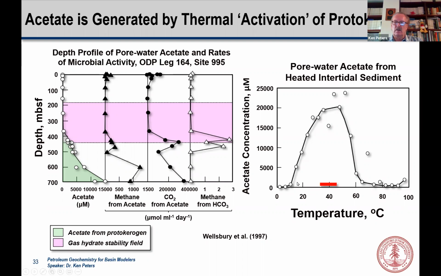Here's the data, and they fit that to this curve, and they're saying, gee, the optimal temperature for generating acetate from protokerogen by this proposed thermal activation process is around 30-something to 40-something degrees C. So this may really be the more realistic control on these methanogens in shallow sediments.